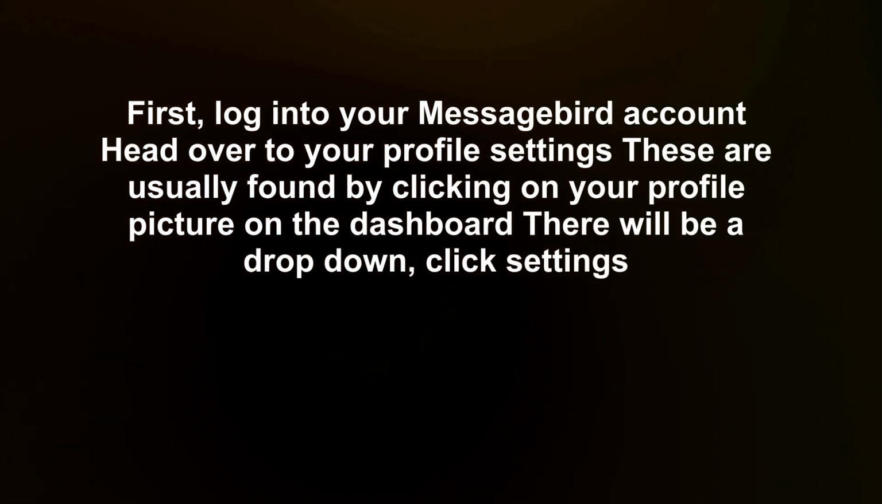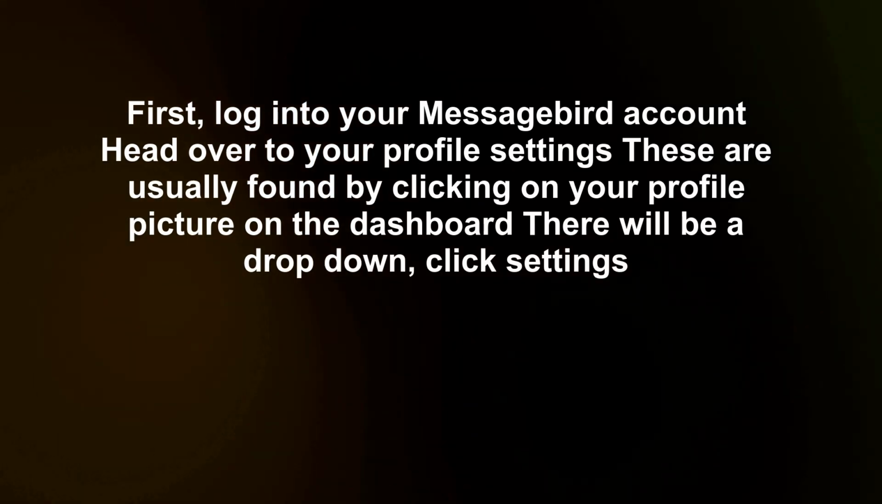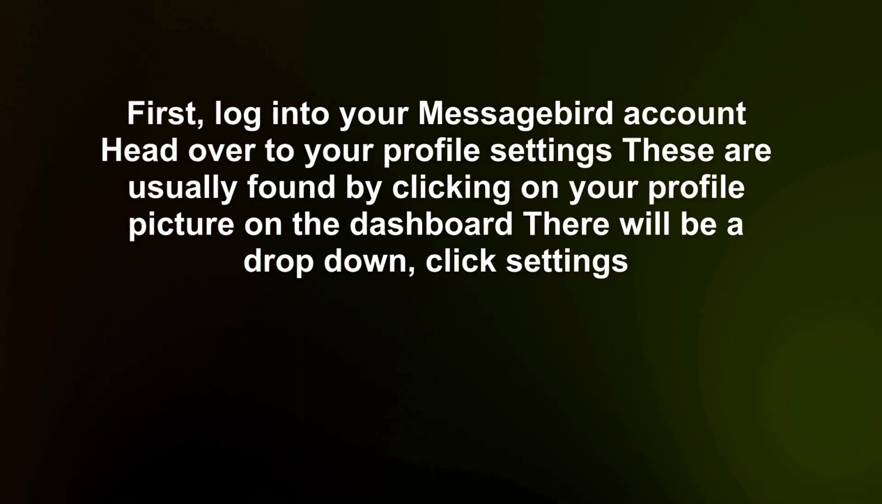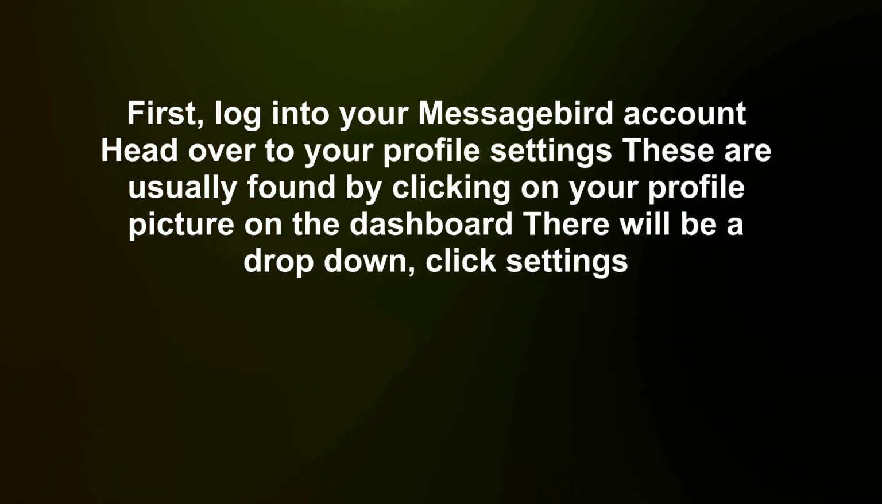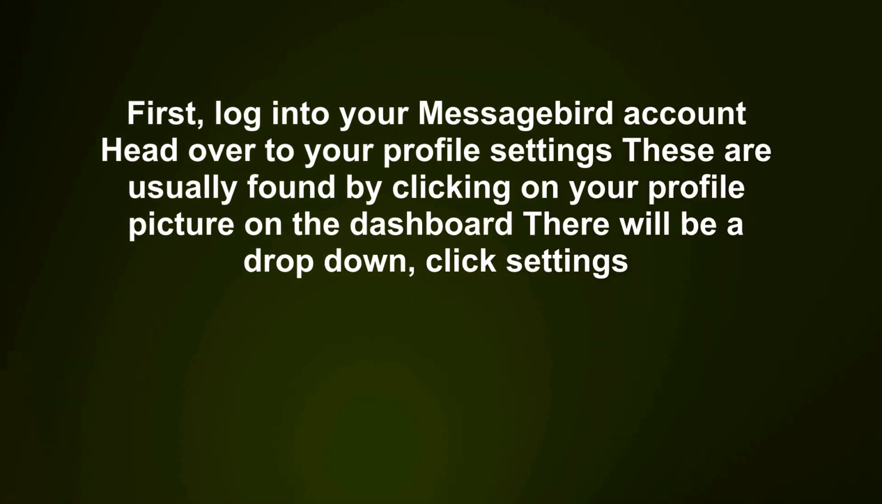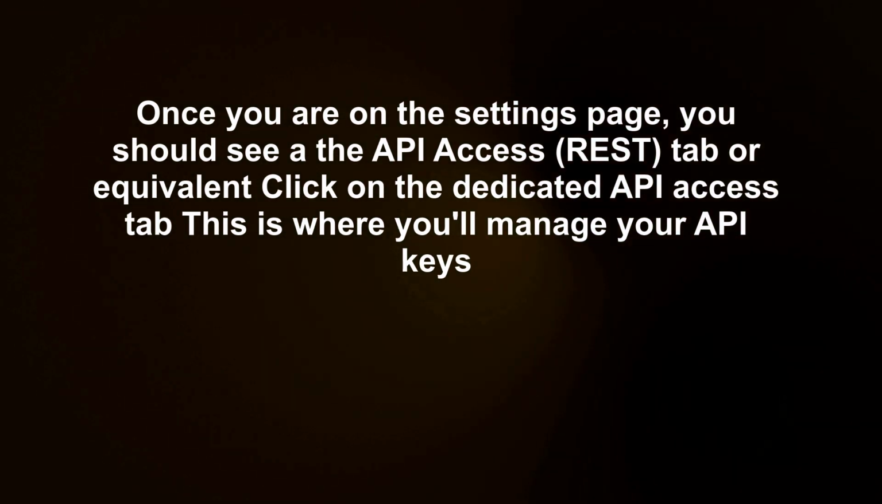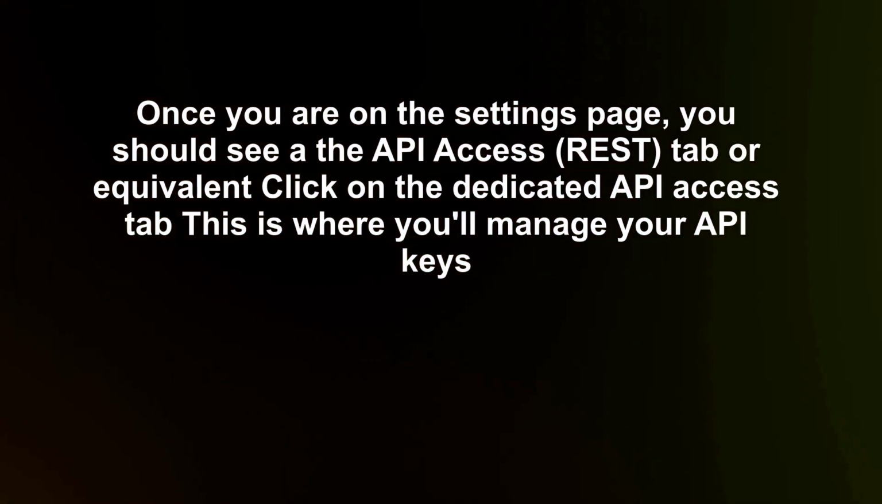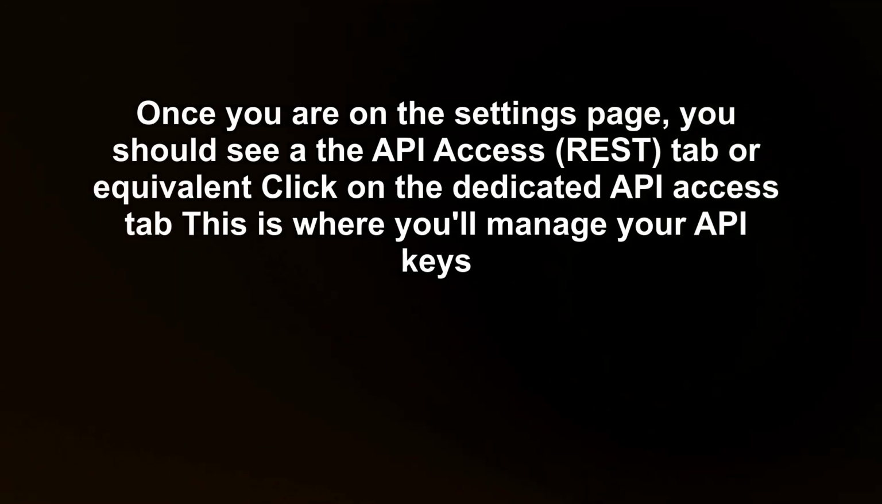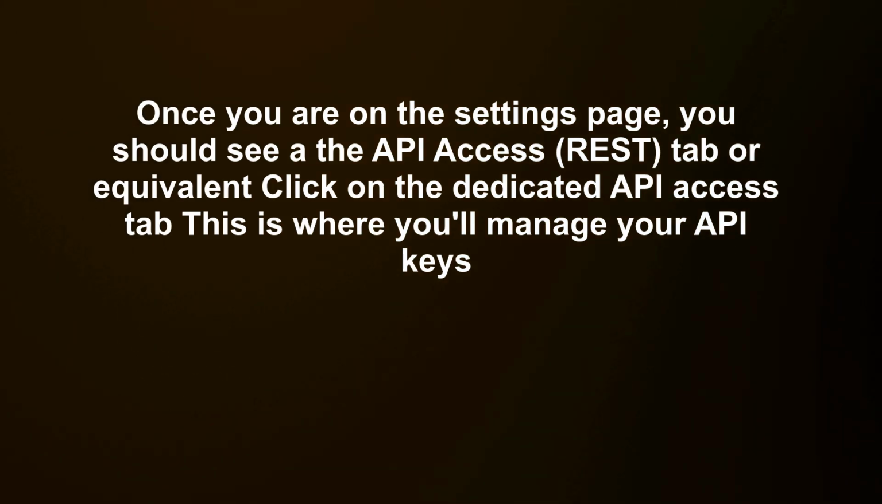First, logged into your Messagebird account, head over to your profile settings. These are usually found by clicking on your profile picture on the dashboard. There will be a drop-down. Click Settings. Once you are on the Settings page, you should see the API Access REST tab or equivalent. Click on the dedicated API Access tab. This is where you'll manage your API keys.